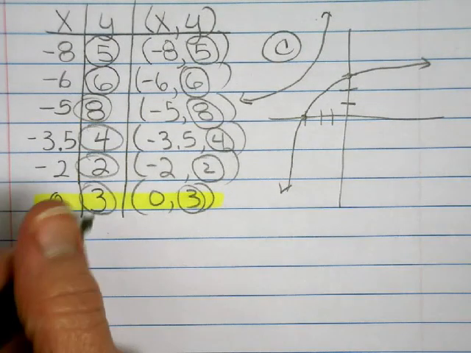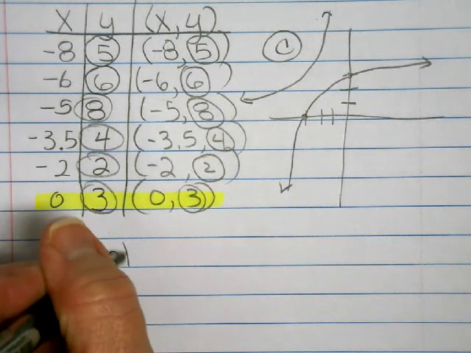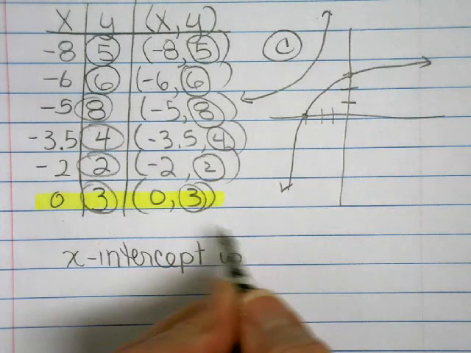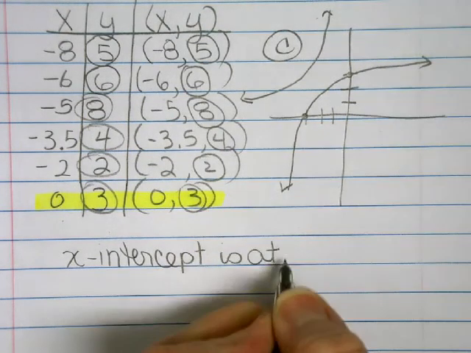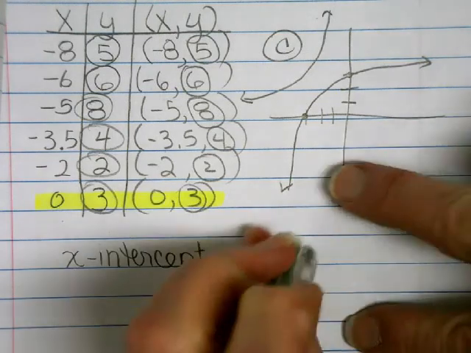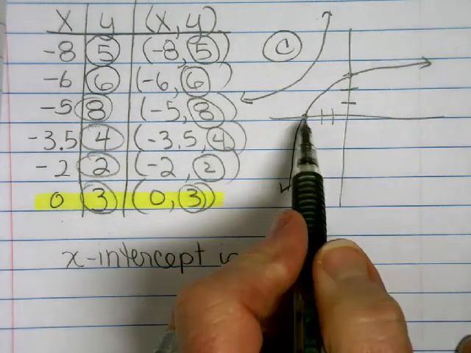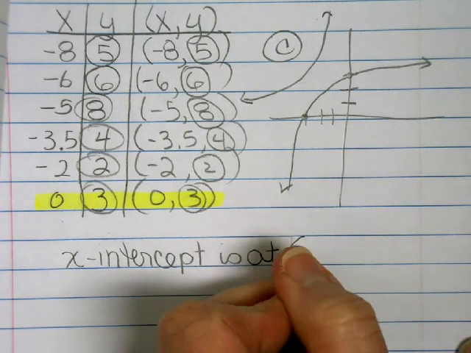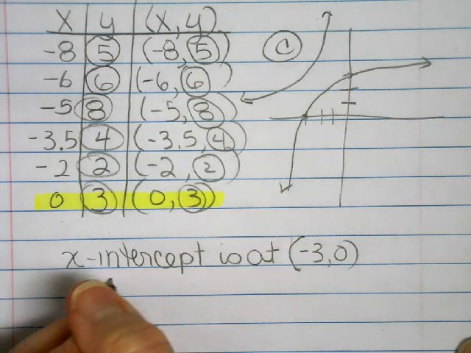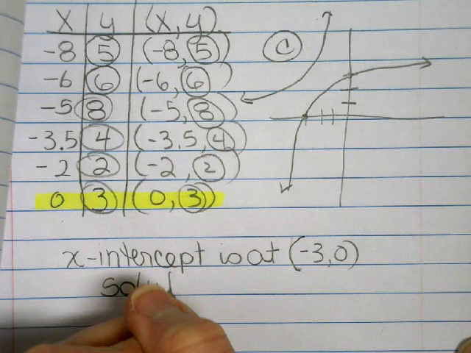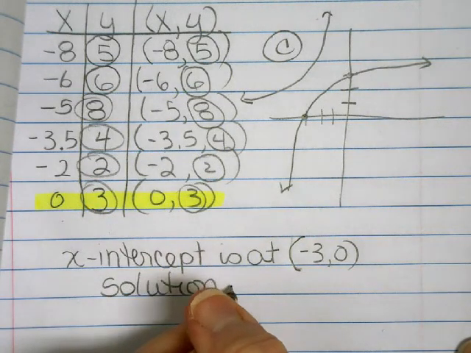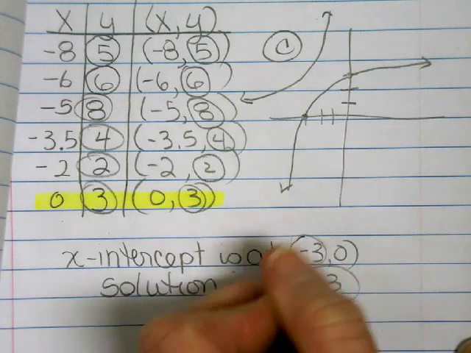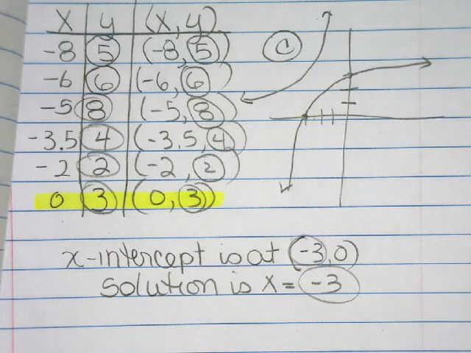So the last thing they ask on this number 1 is what's the x-intercept? Now on my graph, I could see it was a whole number. And I think your number 1 is a whole number. You don't have to guesstimate what it is. (-3, 0). So the solution is the x-intercept. The solution is x equals -3.